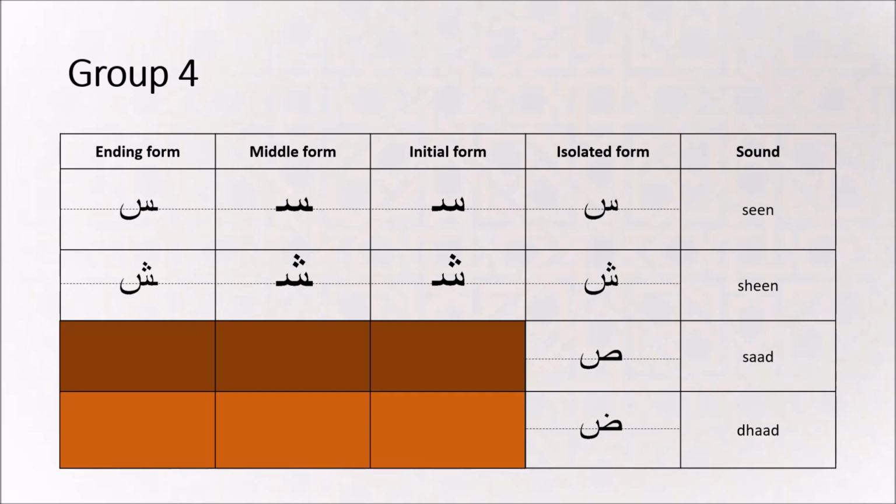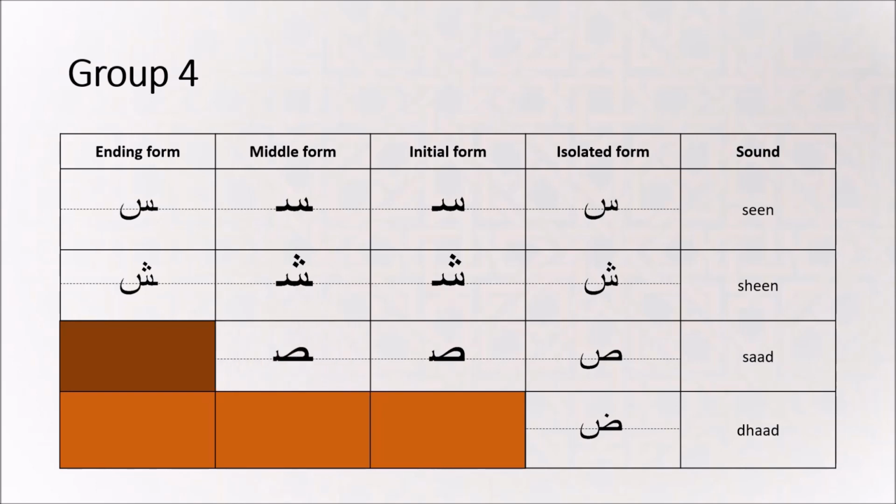Our next letter, Salt. In the initial form, we start with the oval shape, lose the part that goes under the line, and add a helping line to the left. In the middle form, we start with a helping line coming from the right, draw the oval shape, and add a helping line to the left. And last but not least, the ending form, we start with a helping line coming from the right, and add Salt in its isolated form to it.